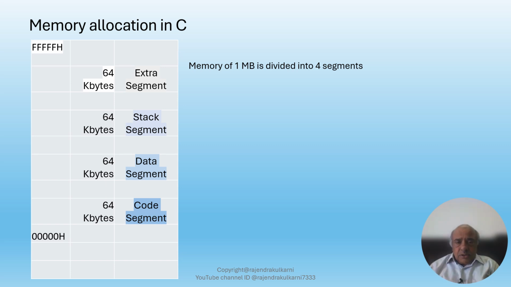The segment having address starting from 000H and going on for 64 kilobytes is the code segment. All these addresses which are shown here are in hexadecimal number system. The code segment contains the compiled code of our program which needs to be in the memory for its execution.